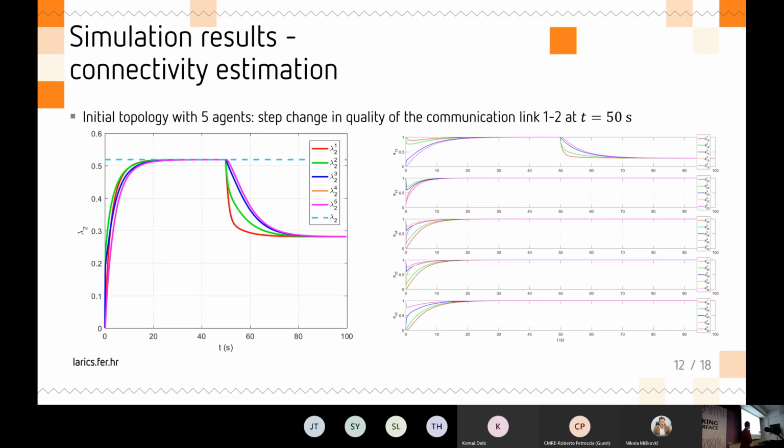So in the first experiment, we can see that our system is able to achieve consensus on the overall topology of the network, which is achieved somewhere around 20 seconds. And then at 50 seconds, we artificially lower the quality of the communication between agents 1 and 2. And you can see that the group as a whole quickly recognizes this difference, and the overall algebraic connectivity decreases. It is also interesting to see that agents 1 and 2, which can measure this link, have the quickest response, while the other ones lag behind a little bit as the information propagates through the network.